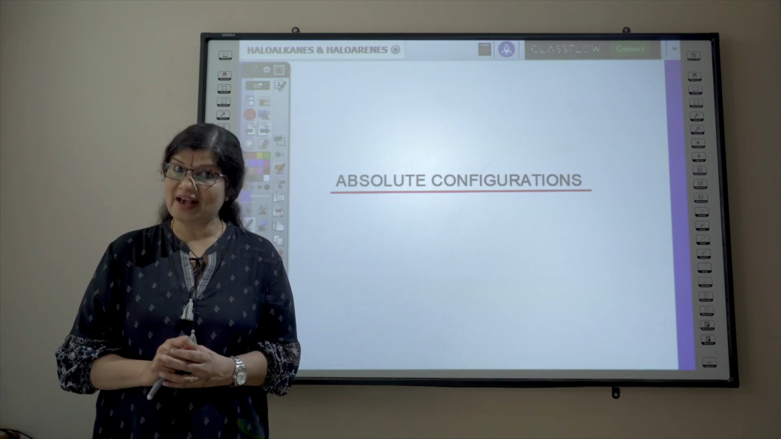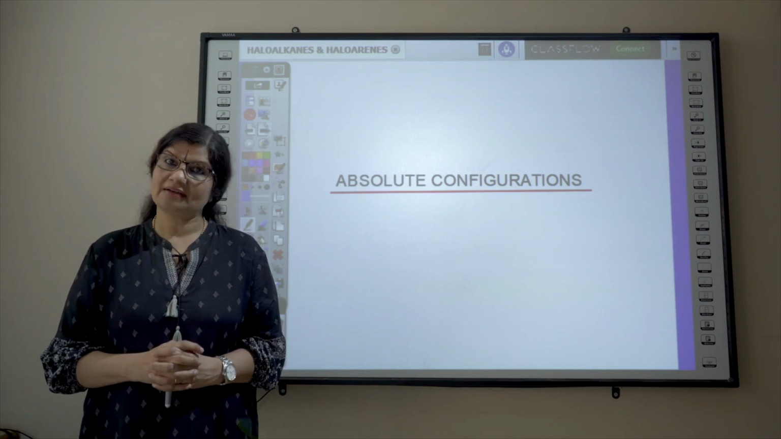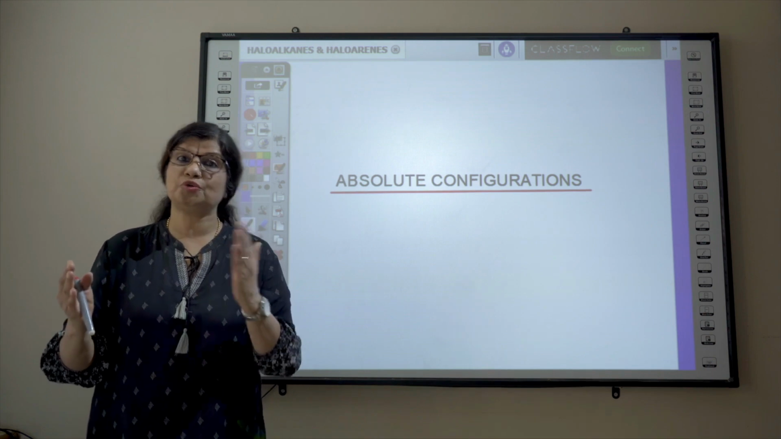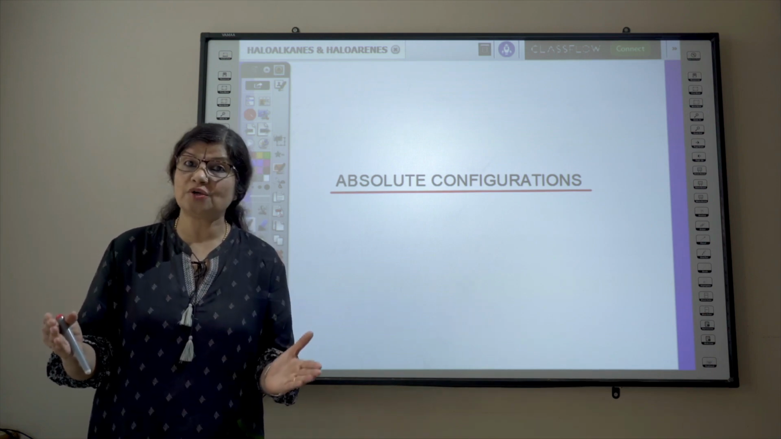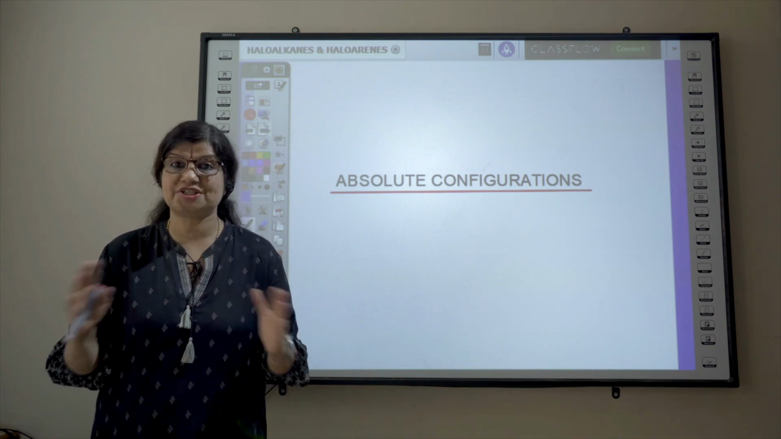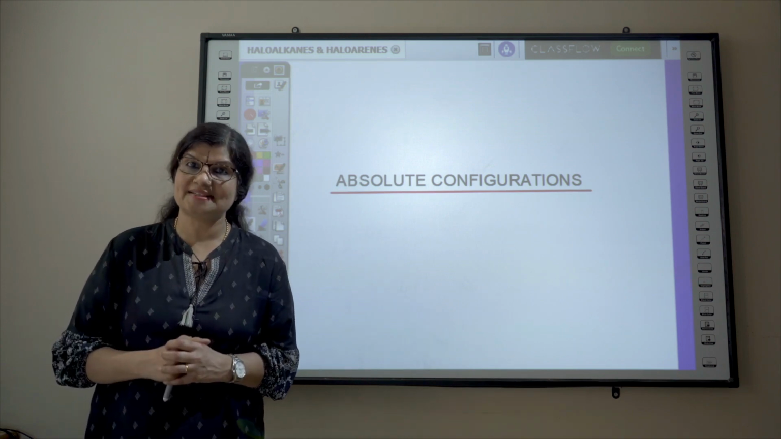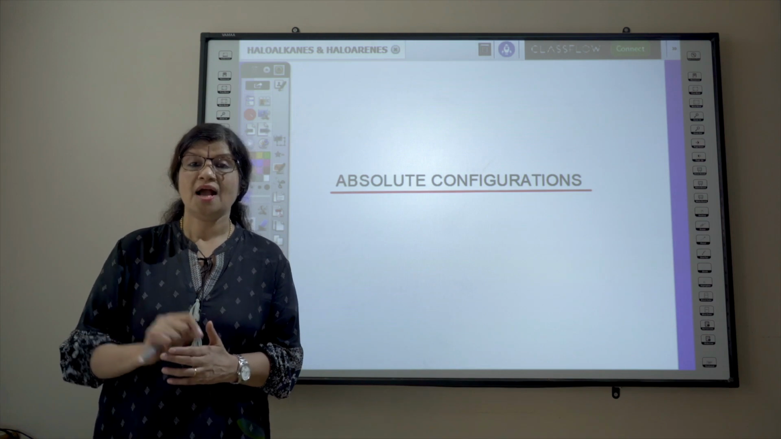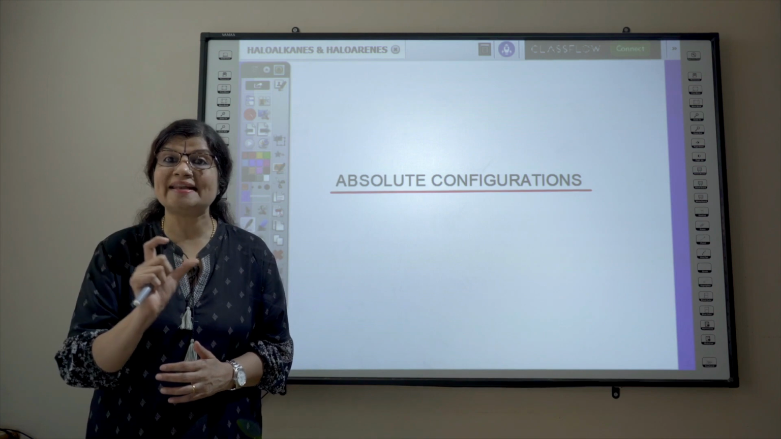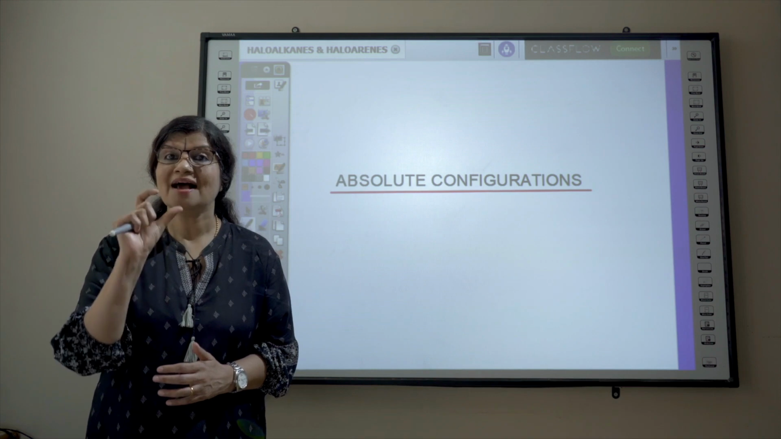There we came across the fact that optical isomers exhibit optical activity, that is, they can rotate the plane of plane polarized light to the right or to the left. So, you had dextro and levorotatory forms. But dextro and levorotatory forms are not configurations. They are just depicting the direction of rotation of the plane of plane polarized light. Here we are going to focus on how to determine the arrangement of groups in space around a chiral carbon. Chiral carbon is what is in focus when we talk about optical isomers.